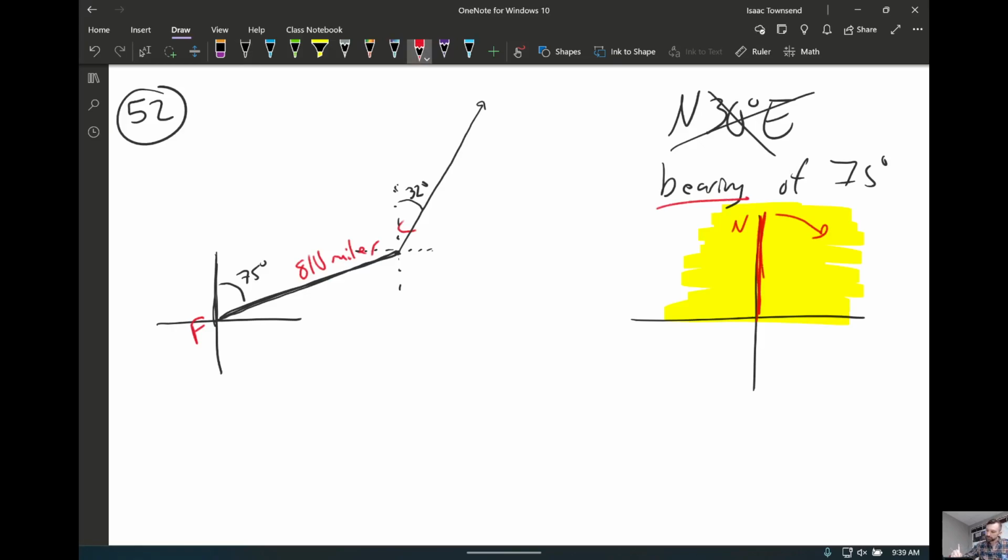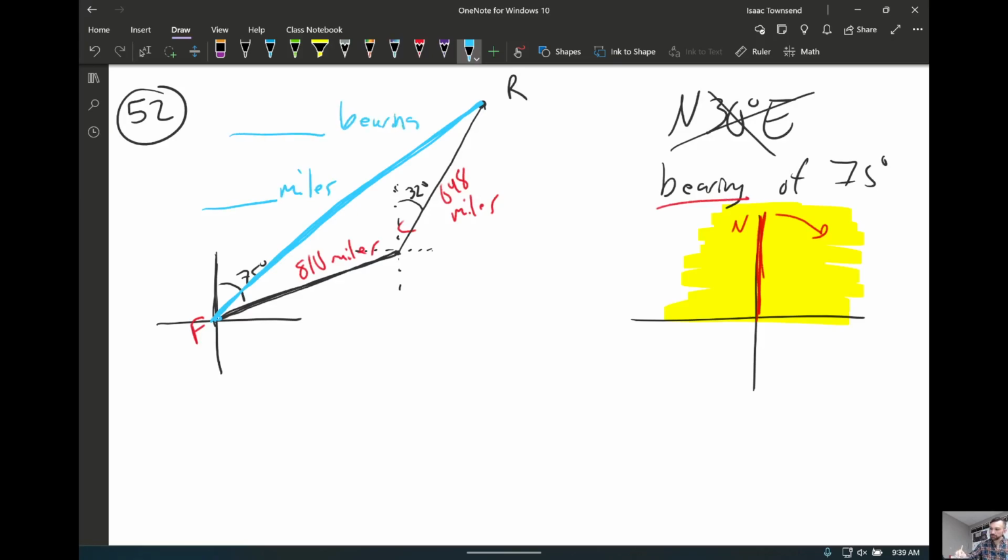Okay, and then that one was 648 miles, and that was to a place called Rosemont, so I'll call that R. And with this information, they would like us to find the straight line distance and bearing from Franklin to Rosemont. So if you just went straight, how many miles and what bearing would you take?